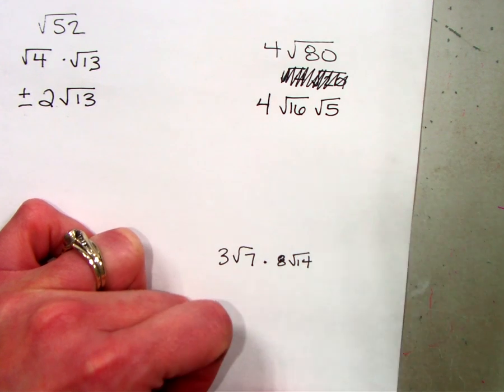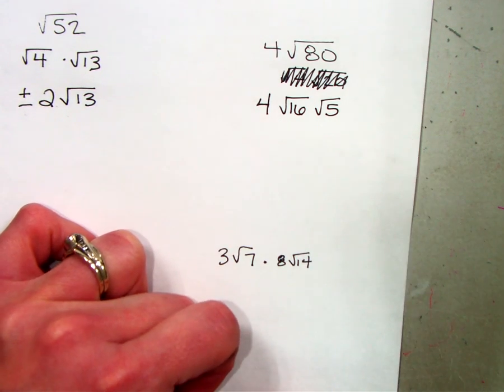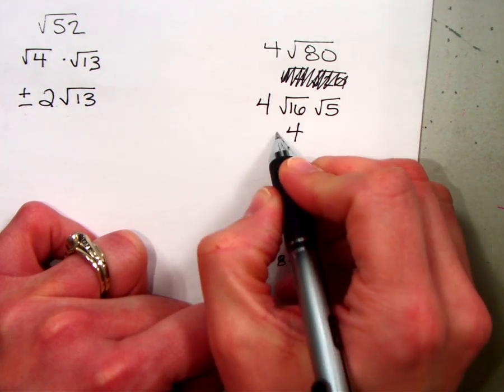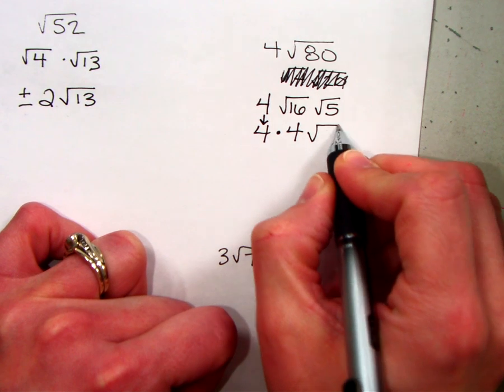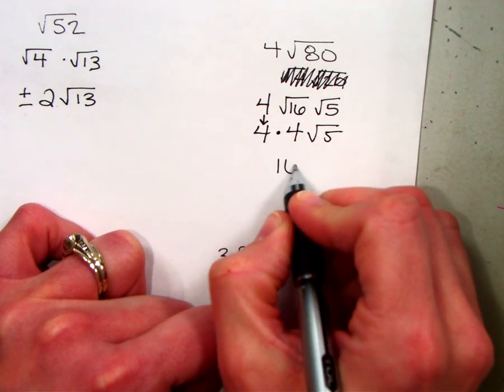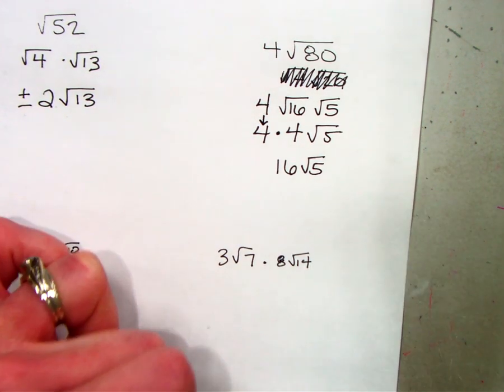This 4 is going to be on the outside. So this does become 4. The square root of 16 is 4. We'll take that 4 and multiply it times the 4 that's in the front. So your final answer should be 16 radical 5.